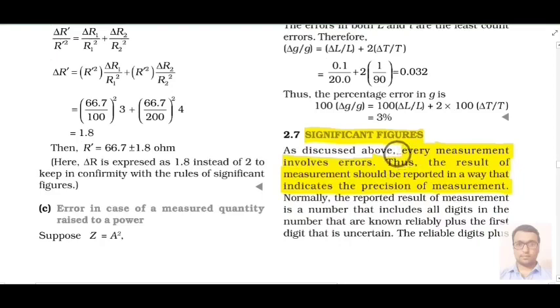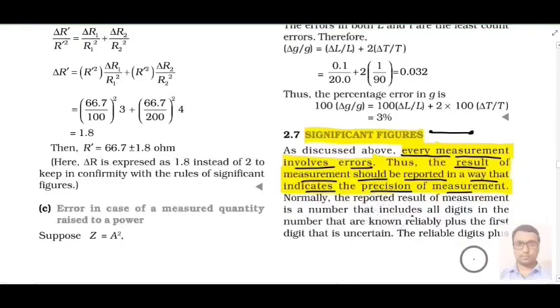So, today we are going to start our topic, that is significant figures. As you can see here, it is mentioned in the highlighted portion that every measurement involves errors. Whenever we do any measurement, we know there are chances of getting errors. So, the result of a measurement should be reported in a way that indicates the precision of the measurement.